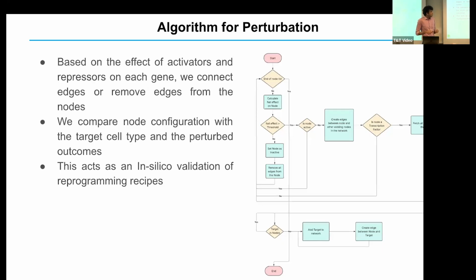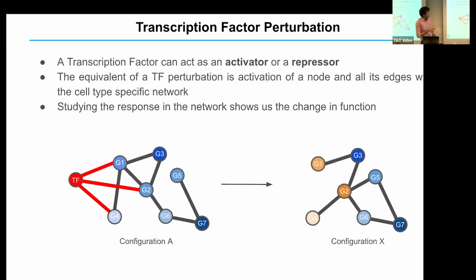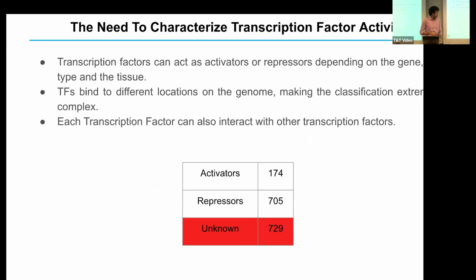That's the core idea. But here we are stuck in a way. Why is that so? I mentioned that a transcription factor can act as an activator or a repressor, and there are 1600 transcription factors. But out of these 1600, we only know the activity of about 50%. We have about 174 activators, 705 repressors, a lot of repressors, but 729 of those 1600 we still haven't classified as activator or repressor.